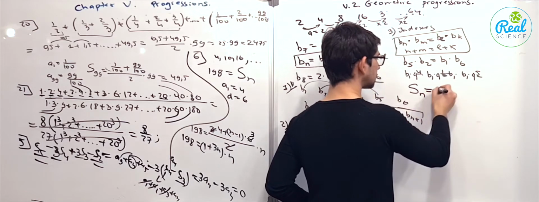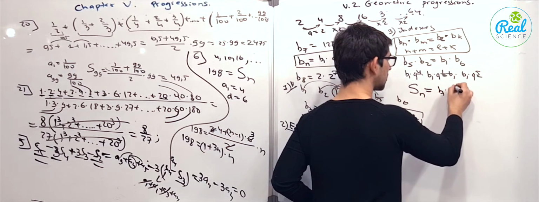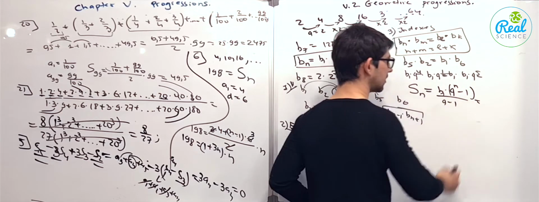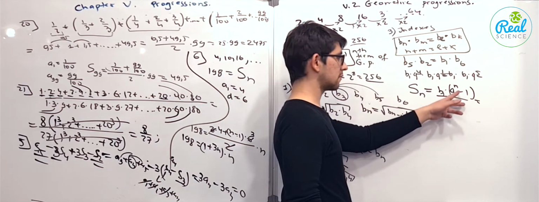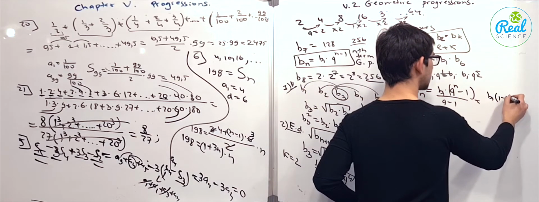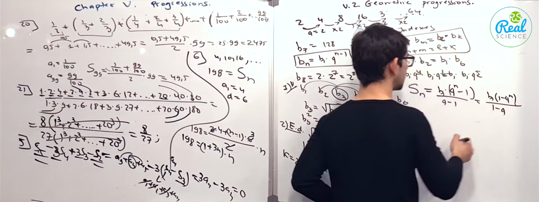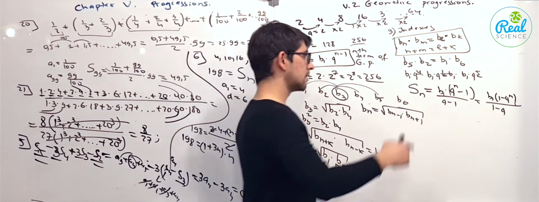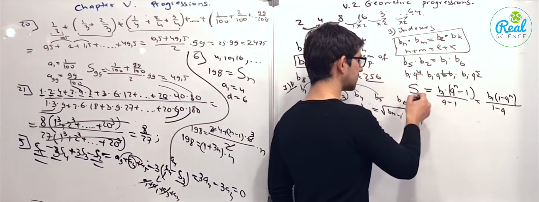Sn equals b1 multiplied by q to the power of n minus 1, over q minus 1. Or you can take minus from the numerator and denominator, out of the bracket, and create another formula. Actually they are the same, okay? 1 minus q. Whether you use this formula or that formula matters less. Okay? So let's talk about q then.